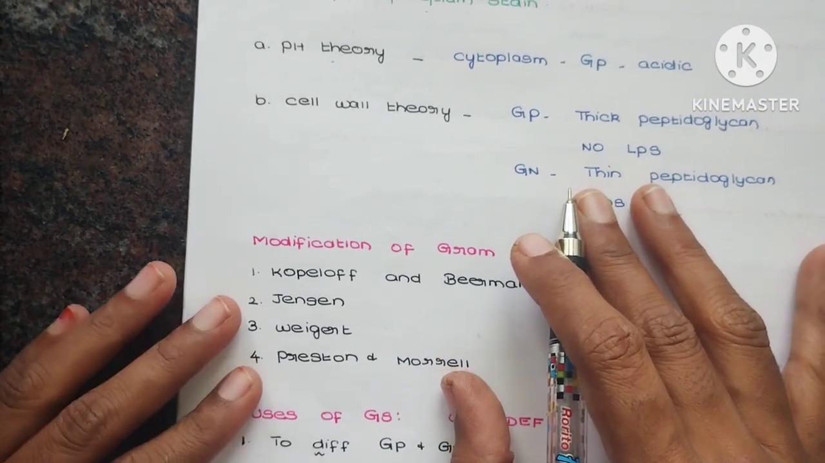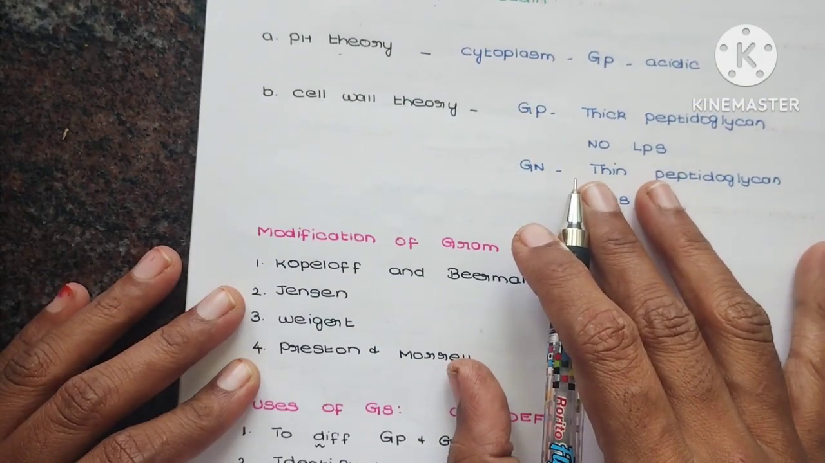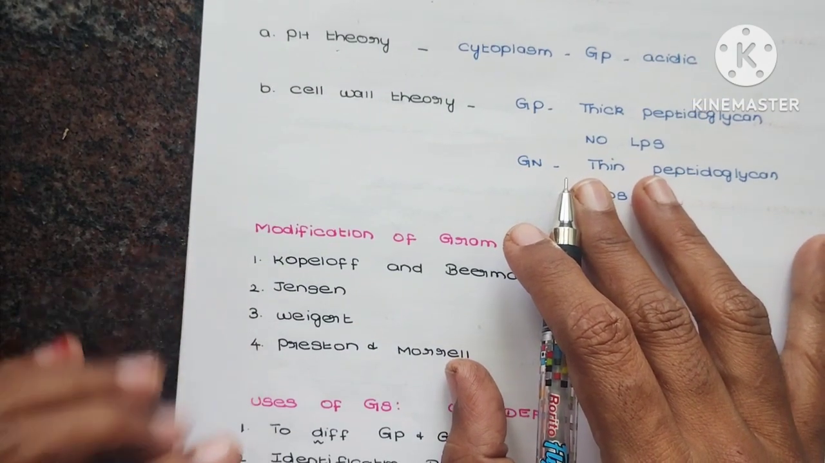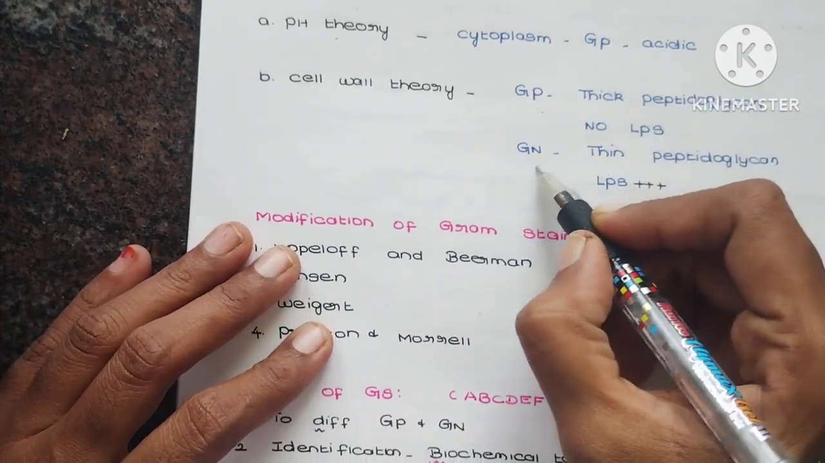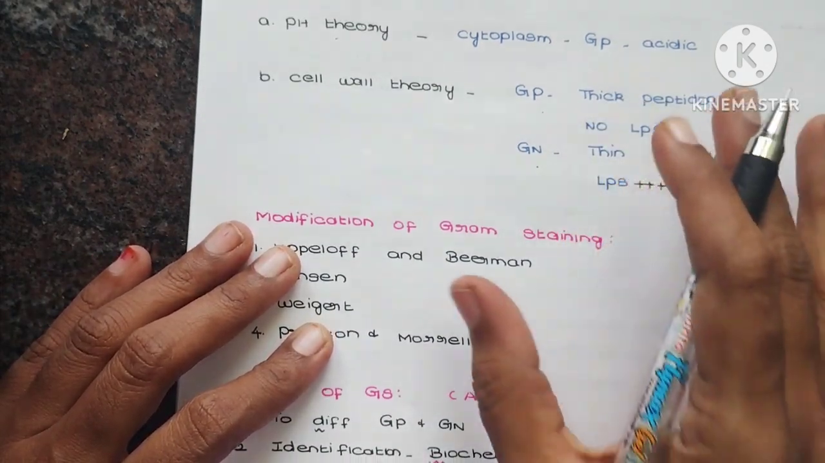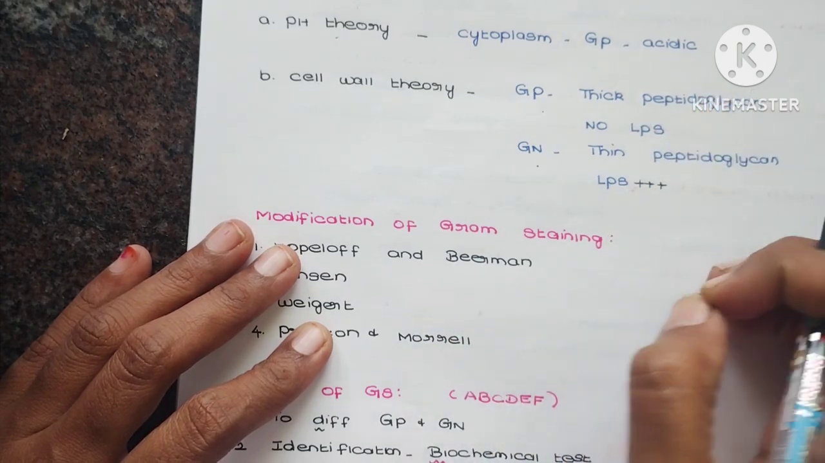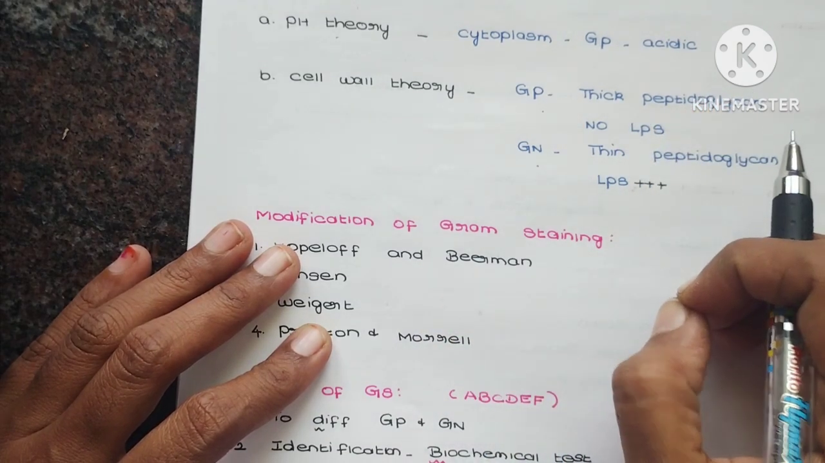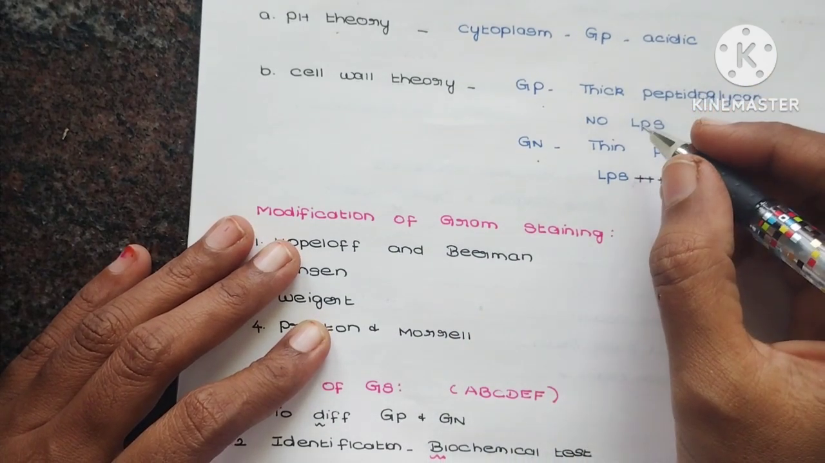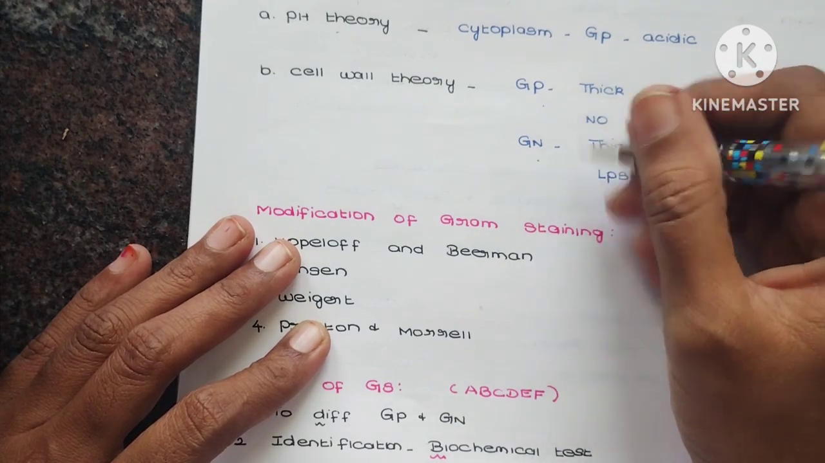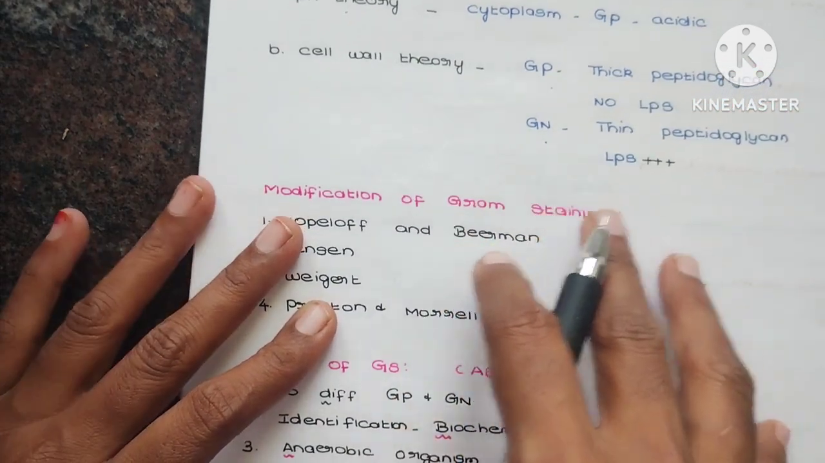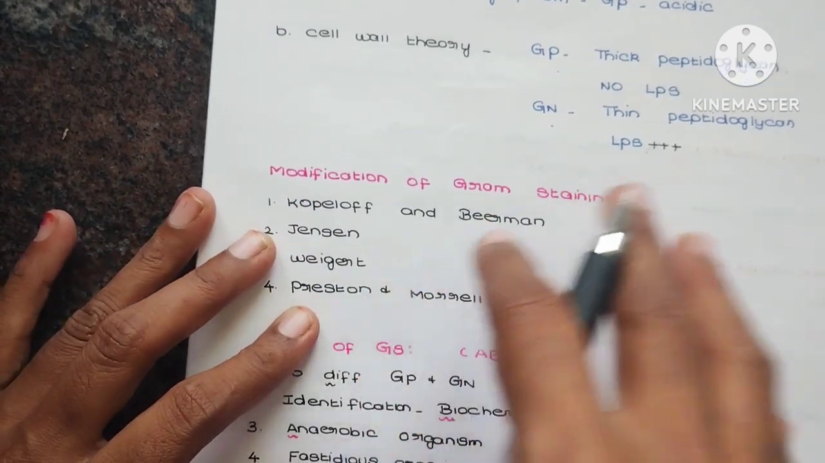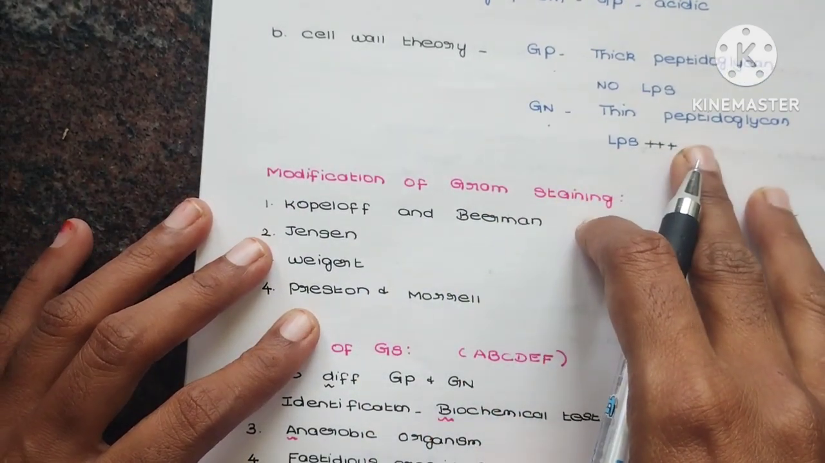First we'll be adding a primary dye, that is methyl violet. At that time both the gram positive and the gram negative will take up the primary stain, methyl violet. In the second step we will be adding a mordant, that is gram's iodine. Again both these bacteria will take up gram's iodine and form a complex, that is the methyl violet and iodine complex.